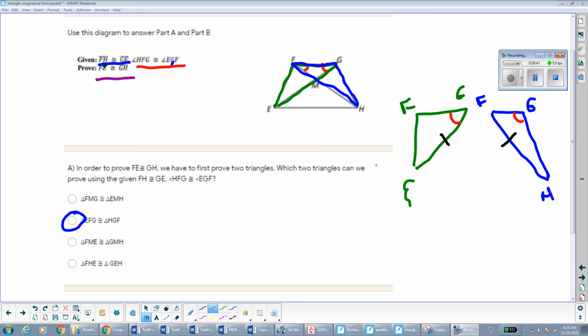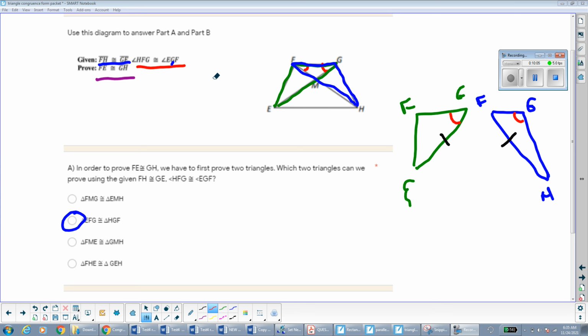It's kind of hard to mark the first given in the original diagram that FH and GE are congruent, but when I separate the triangles, I can clearly mark FH and GE as congruent to each other. I can also clearly mark the angles and see which angles are part of which triangle. And that makes it a lot clearer what's going on.